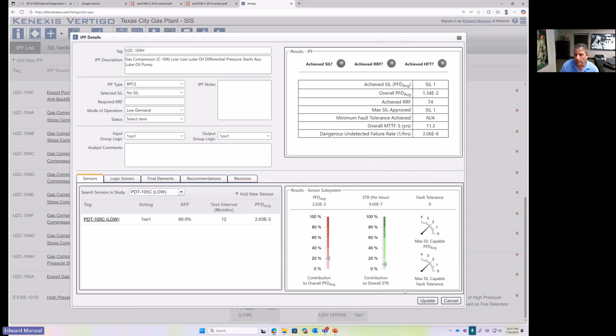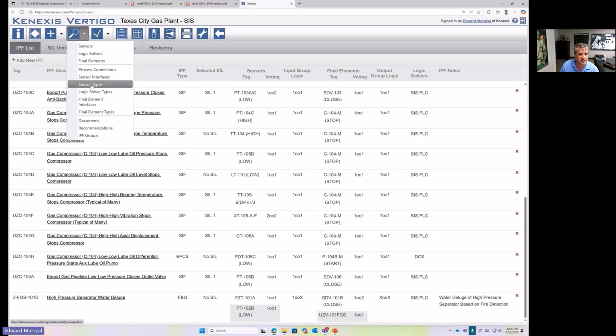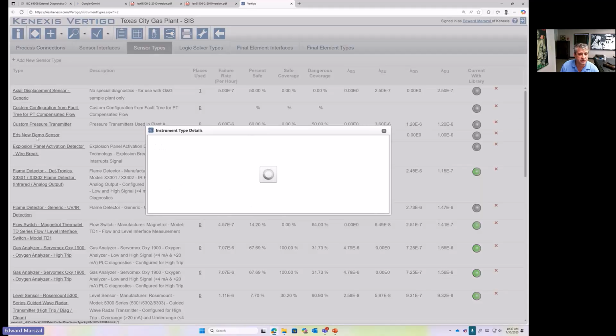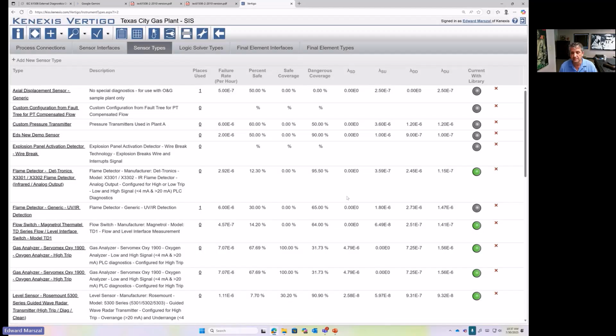And what I'm going to do now is go back and update that sensor type. So I'm going to go back to Ed's new demo sensor, but now I'm going to say, well, this device has not 90% safe, but its internal built-in diagnostics are 90%. I'm going to hit update.